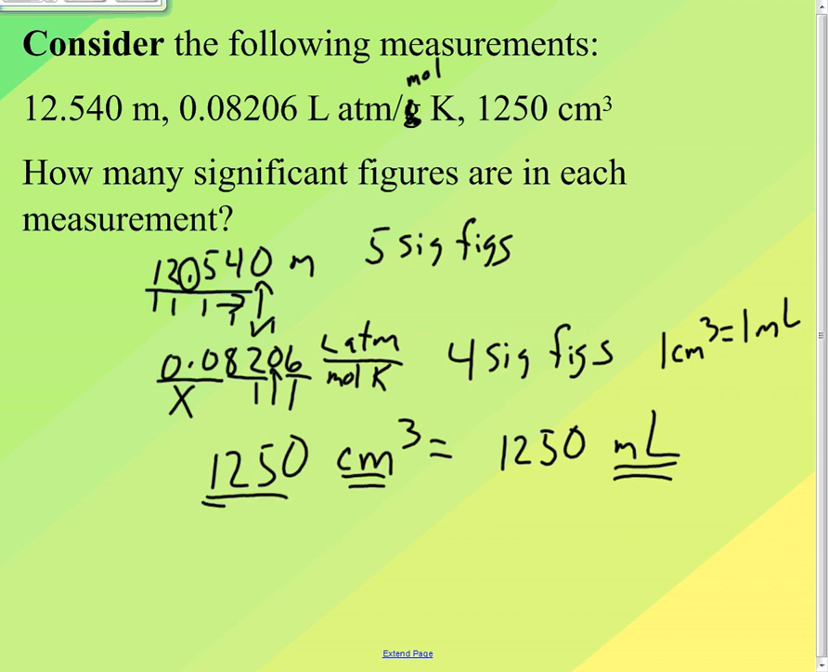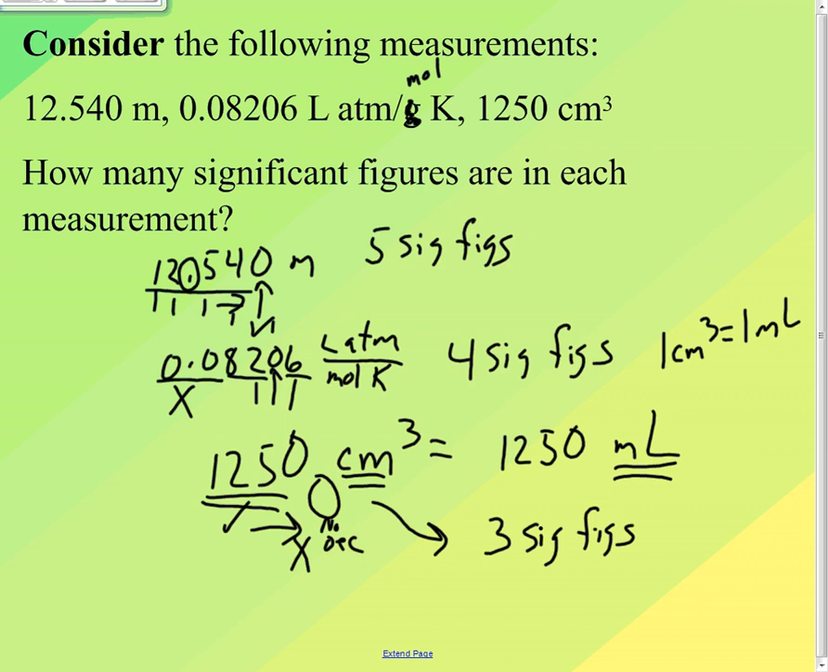Great. Now let's analyze this. I have 3 non-zeros, so those are significant. I have a 0, but look, no decimal, no decimal. So what happens if I have a 0 to the right of my last non-zero, and there's no decimal? That means that 0 is what? Not significant. So in 1250, I have 3 sig figs. By the way, remember that some people would say that that 0 is significant, but for our purposes in this class, unless there's a decimal, we're going to say that 0 is not significant.